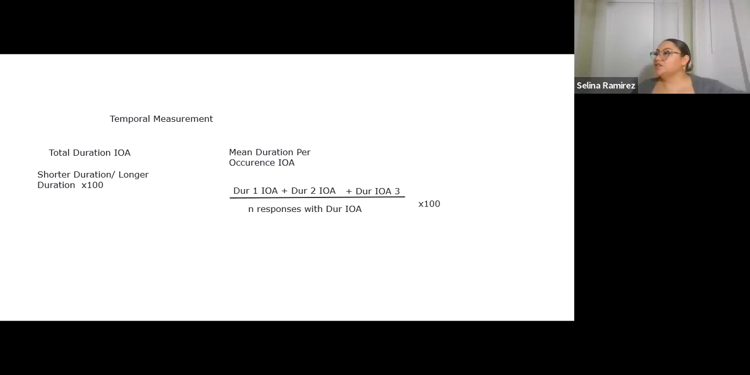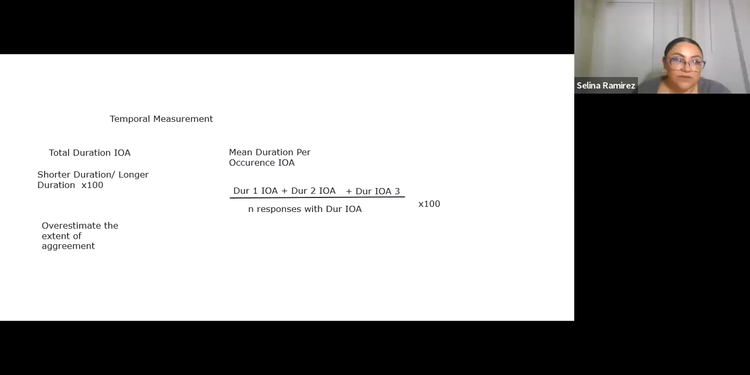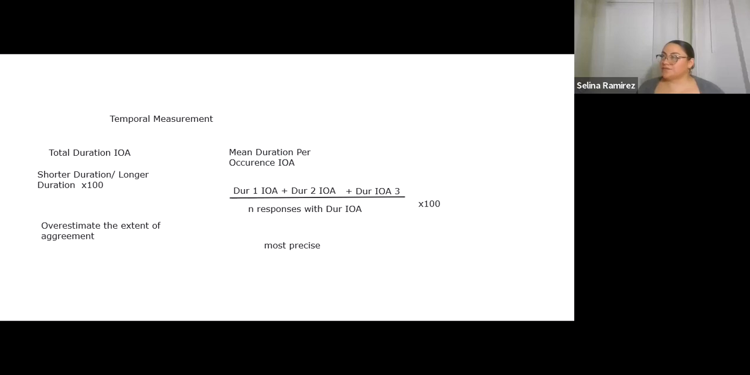And so we're going to say that total duration IOA is going to overestimate the extent of agreement. And then over here, this one was the most precise. Most precise. So the total duration, you're saying total duration overestimates the extent of agreement. Why? Do you see the reason somewhere? Let's see.